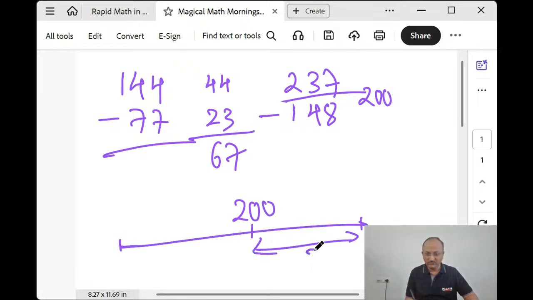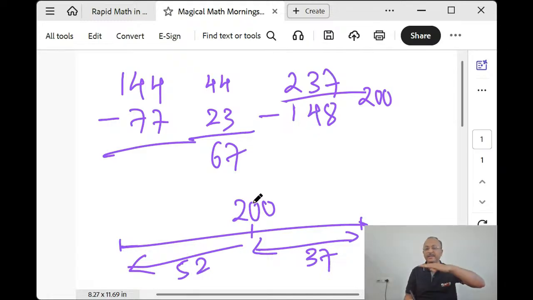One is 37 above 200, the other one is 52 below 200. Correct? 237 is 37 above 200, 148 is 52 below 200. Whatever is the central point you are taking, you find out how much the bigger number is bigger than that, and how much the lower one is lesser than that number. So add just 52 plus 37, 89 is the answer.